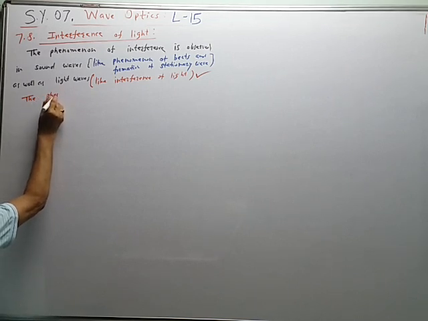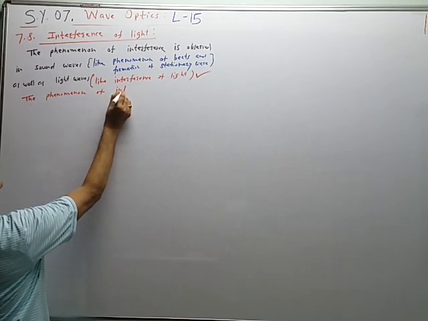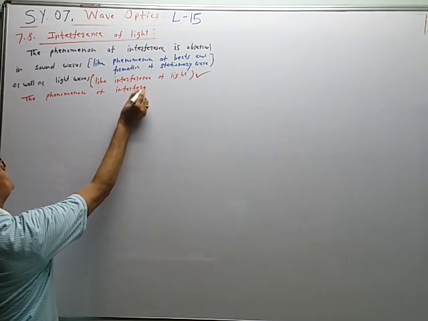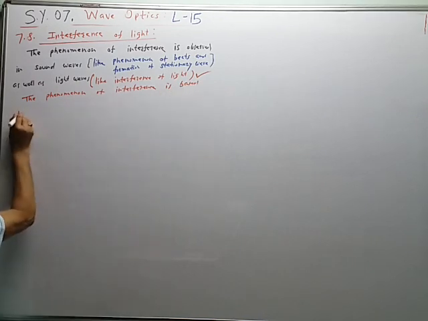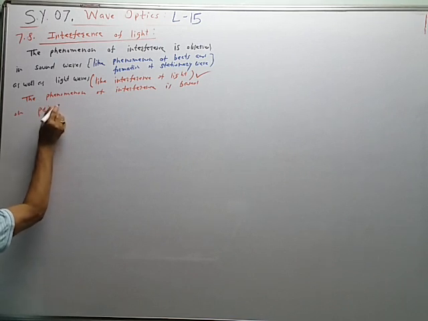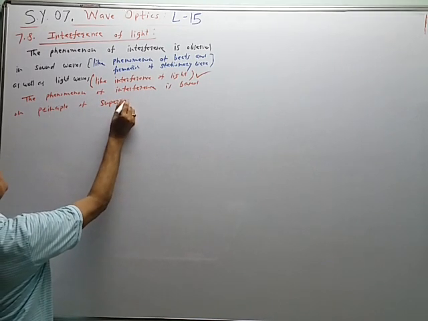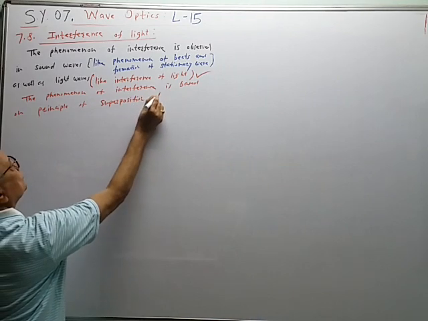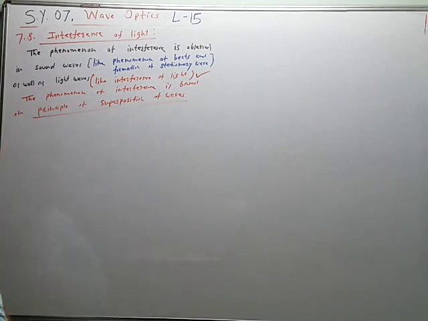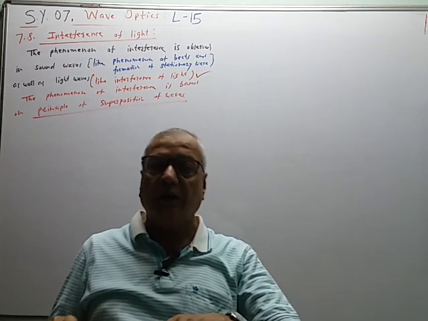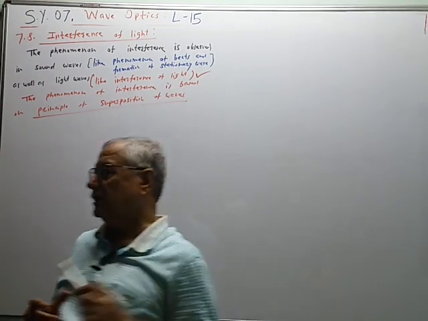So the phenomenon of interference for both waves, light wave as well as sound waves, is based on the principle of superposition of waves. So we have seen this principle in sound section. Again we will repeat it, and the explanation will be related with the light waves like this.